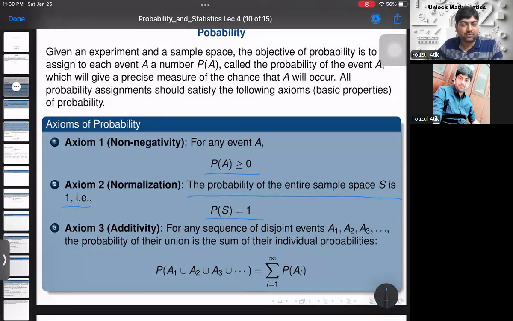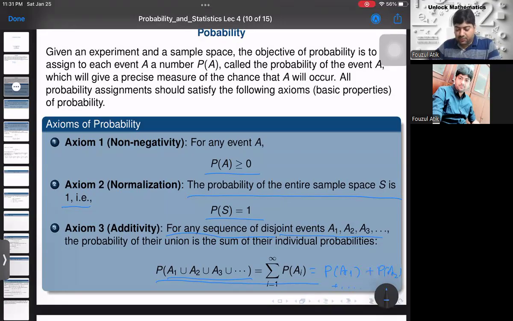And next is axiom 3, that is the additivity concept. For any sequence of disjoint events A1, A2, A3, and it can go up to infinity, the probability of their union is the sum of their individual probabilities. So basically, this gives you the union of all the events, and that is the sum of their individual probabilities. That means it is P(A1) plus P(A2), and in this way it can go up to that infinite sum. This is axiom 3. So these are some accepted truths. We do not have any proof, but everyone assumes that these statements are true in case of a probability.